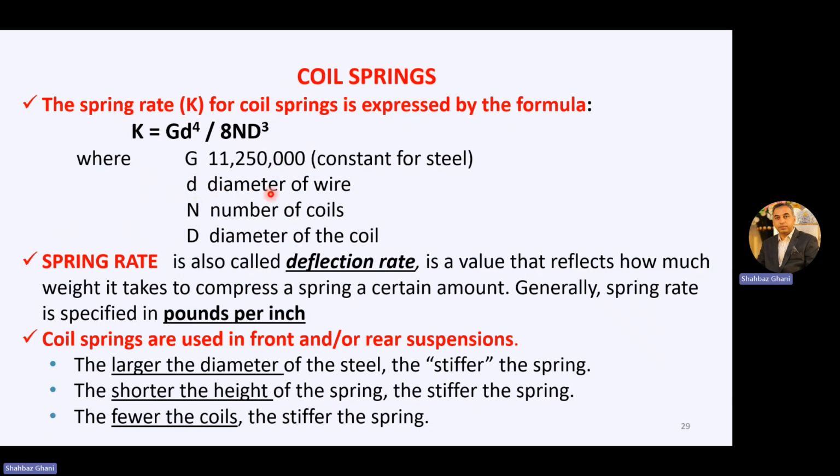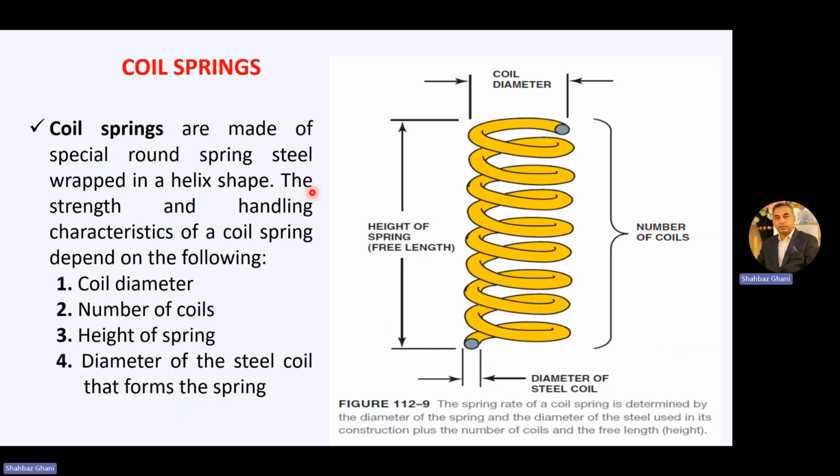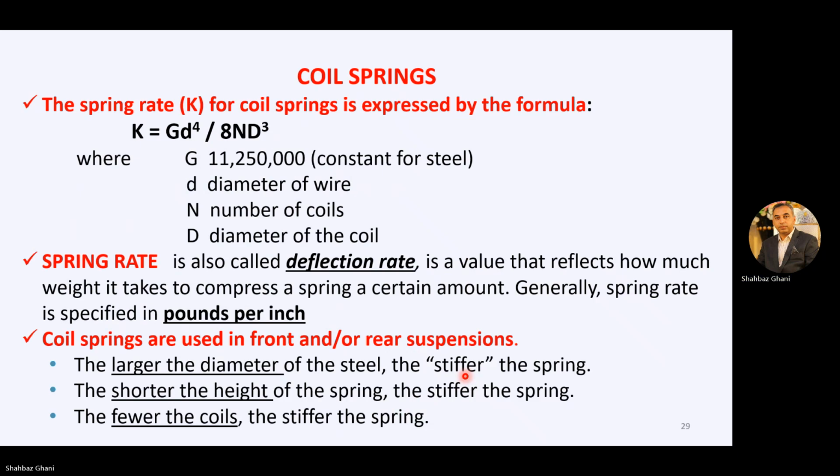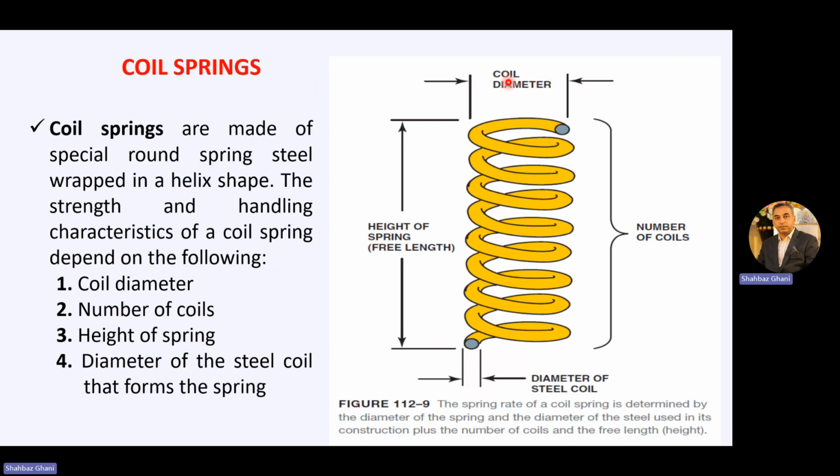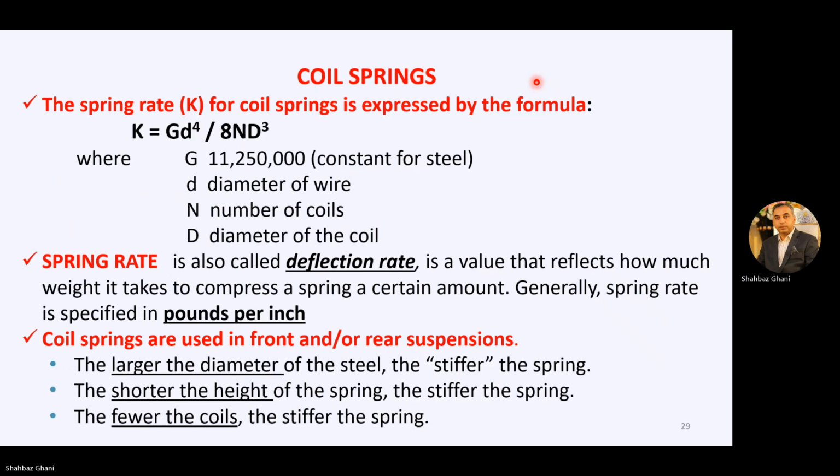Small d is the diameter of the wire. N is the number of the coils. Capital D is the diameter of the coil. Capital D is this one. Small d is this one. Capital D is this one.